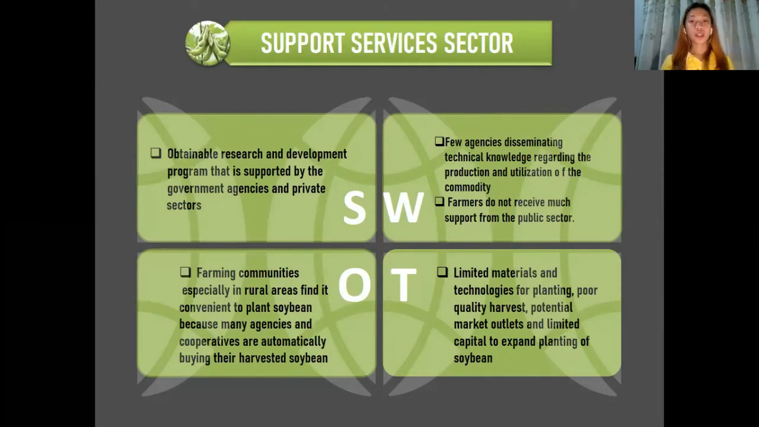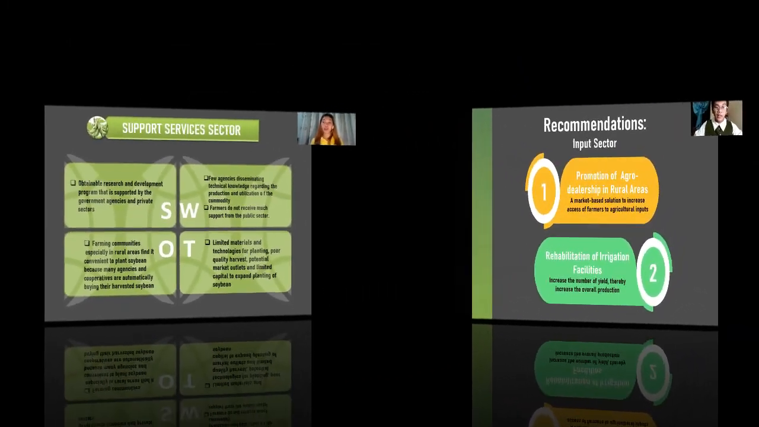Lastly, the support service sector. They were supported by different government agencies and the Department of Agriculture. However, the weakness is there are limited places for planting soybean. Commonly, soybean is planted in any area but not those with heavy rainfall. Opportunities include farming communities finding it convenient to plant soybean because many agencies and cooperatives are automatically buying the harvested soybean. Since there are demands for soybean, it is challenged by limited materials and technologies for planting, poor quality harvest, potential market outlets, and limited capital to expand planting of soybean.